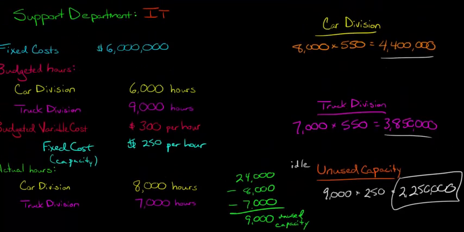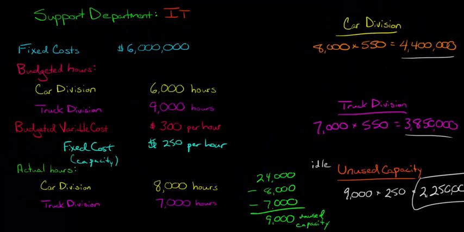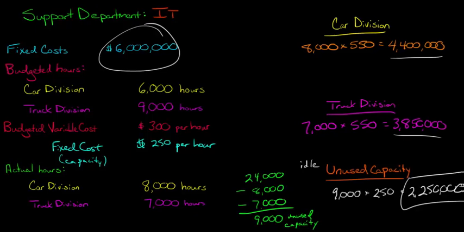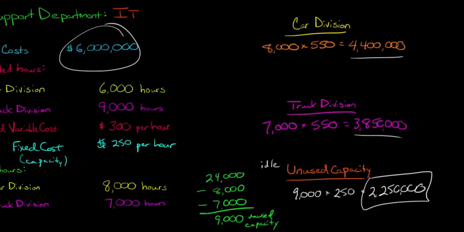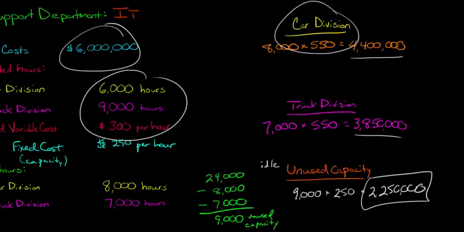Now let's go back and check our work. What we originally had was 6 million in costs for the IT department. So what we've done, instead of the single rate method where we're just going off of what the budgeted hours are and then allocating to the car and truck division, with practical capacity we're calculating the cost of the idle unused capacity.